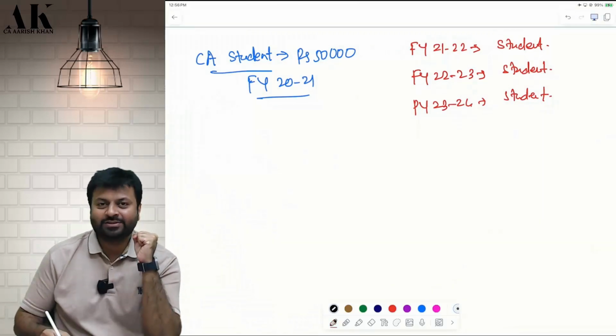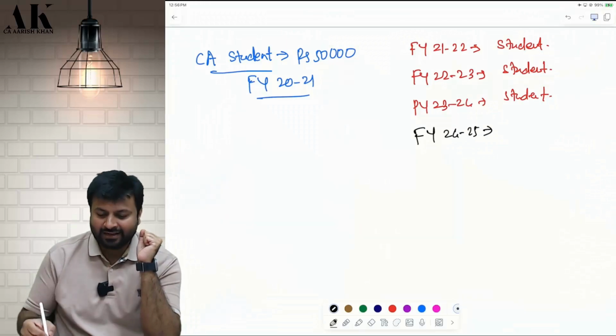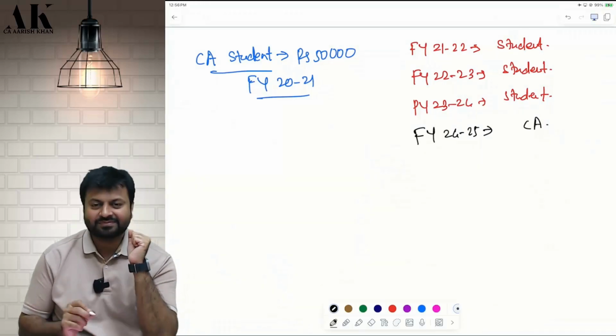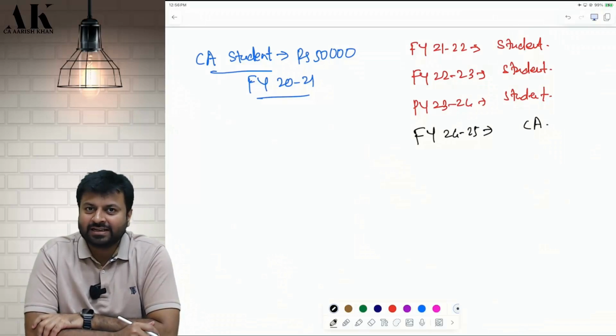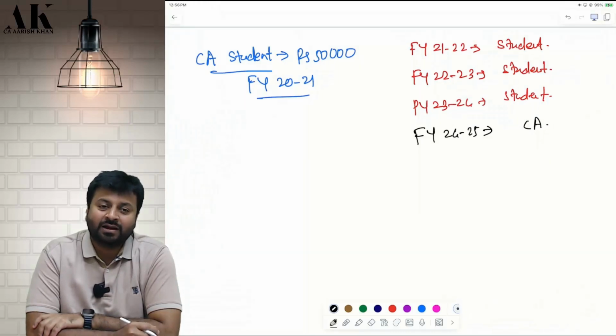He's struggling with his student life. So let's make him a chartered accountant. Say in 2024-25, that is in the current year, he became a chartered accountant. Now his parents ask him, very happy. After all the celebrations, his parents ask him, what is your plan now? What will you do?